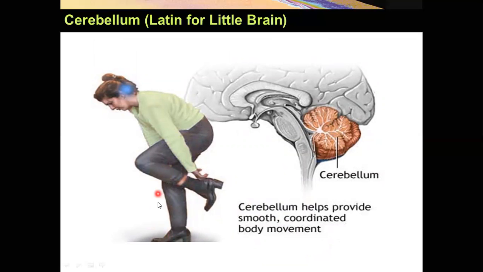Okay, look at this picture here. When we try to put our shoes on while one of our legs is up, our cerebellum helps provide smooth, coordinated body movement. And our cerebellum helps provide smooth, coordinated body movements in several other functions, like riding a horse, riding a bike, or playing guitar or any kind of musical instrument, doing sports, playing soccer, all kinds of those things. Our cerebellum does a perfect coordination among the muscles of our extremities and body.